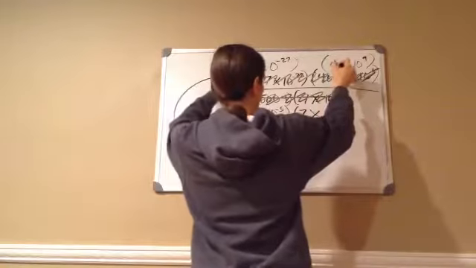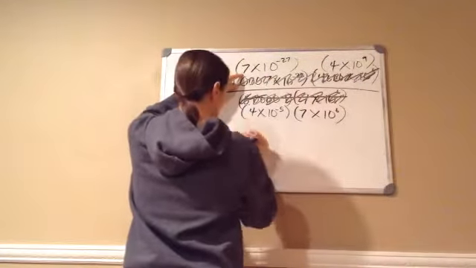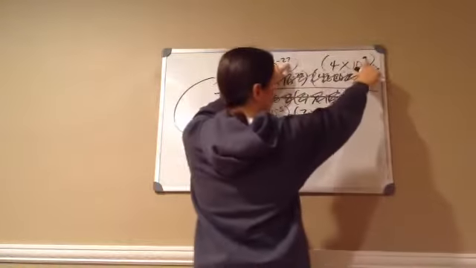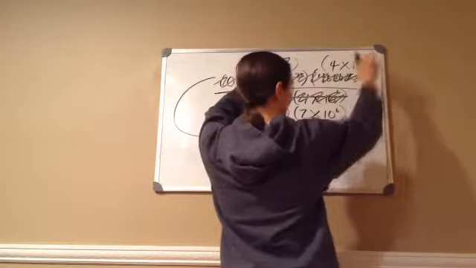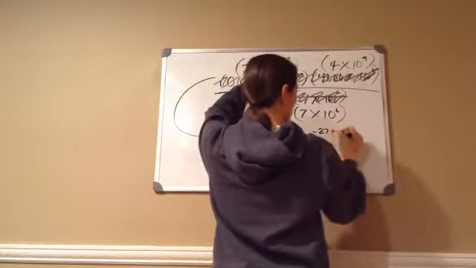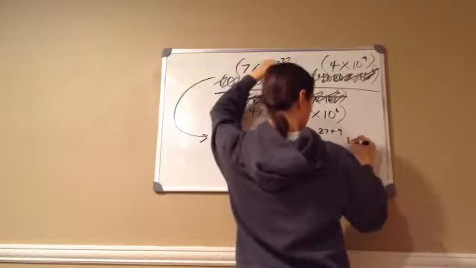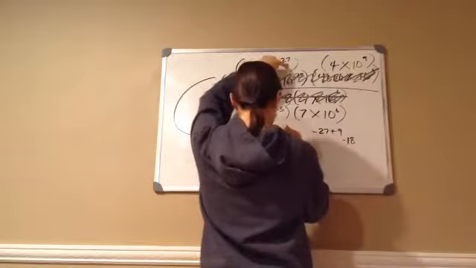So now remember, you multiply the numbers. 7 times 4 is 28 times 10. And we are multiplying the exponents. And when you multiply exponents, you're actually adding them. So negative 27 plus 9, which ends up being what? Let's see. Negative 18. Yep. Negative 18. Okay.